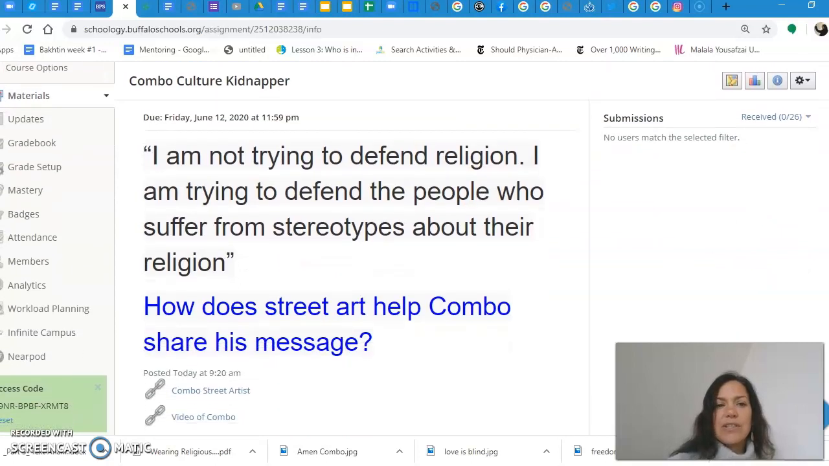Then you are going to look at this quote from the article, Kambo Street Artist. He says, "I'm not trying to defend religion. I am trying to defend the people who suffer from stereotypes about their religion." How does street art help Kambo share his message? So you're going to look at the article, you're going to look at this video. How does putting art on the street get this message out?